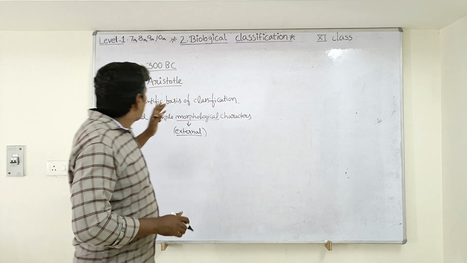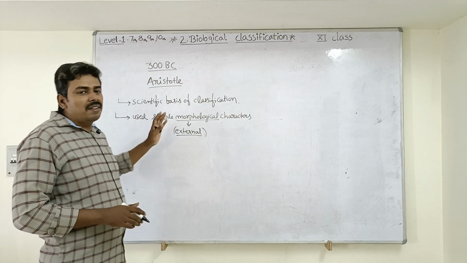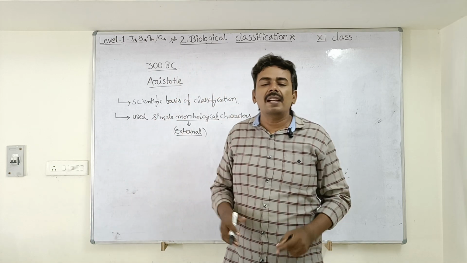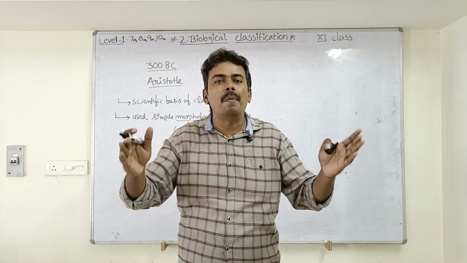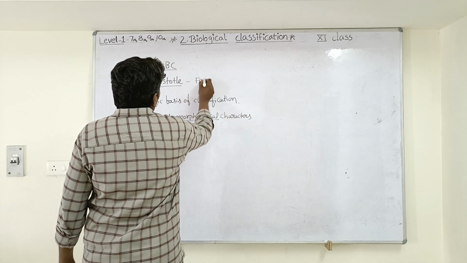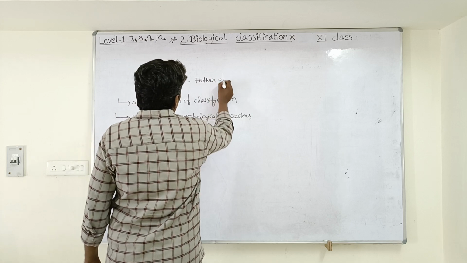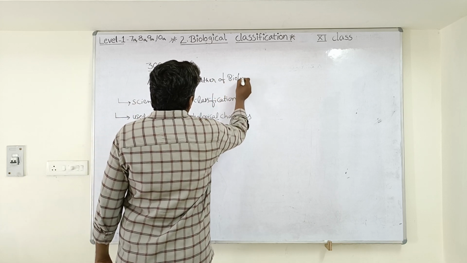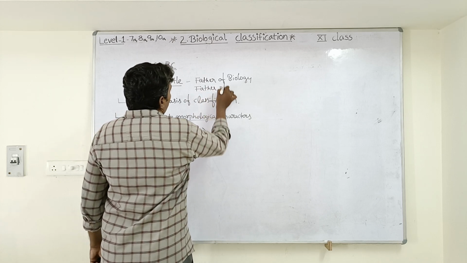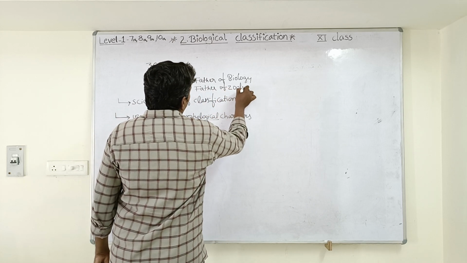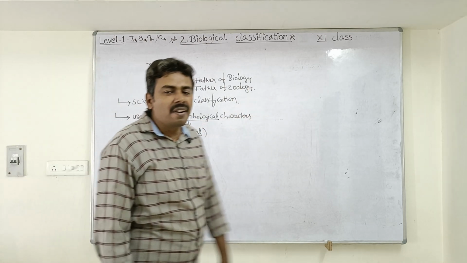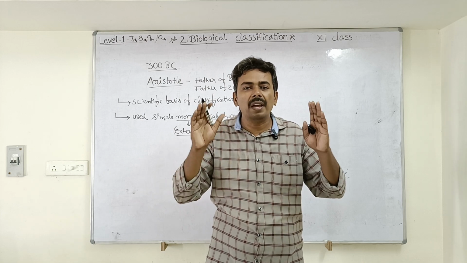So for first time, Aristotle attempted to classify the living organisms on scientific basis, and that's why Aristotle is considered as father of biology. So Aristotle is honored as father of biology, and he is also called father of zoology because he also studied animals. Okay, so now we will discuss the different systems of classification one by one.